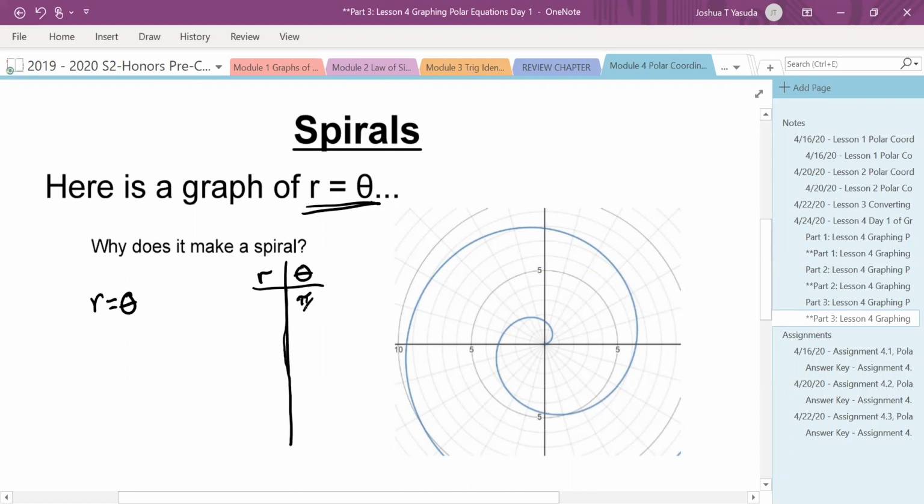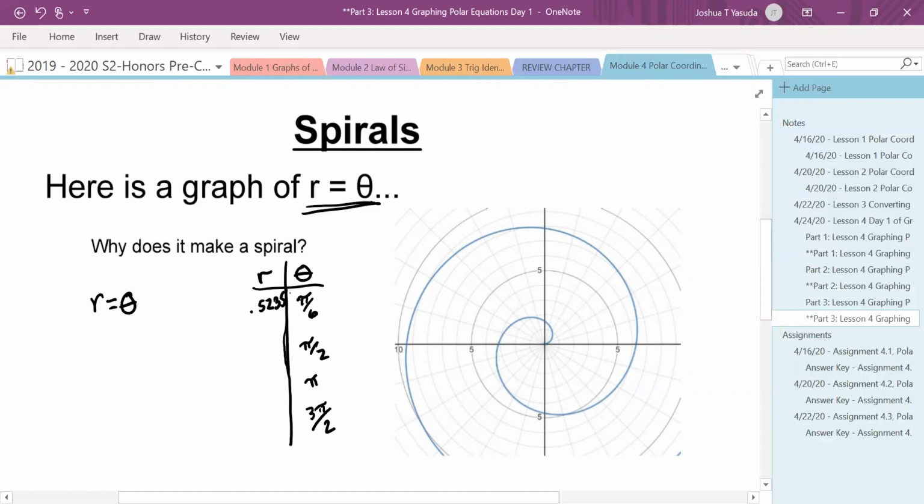So if we say pi over 6, I'll go pi over 2. I'm just picking some random values. Then pi and maybe 3 pi over 2. I'm just going to use some of those. So if I say pi over 6 in radians, and I physically do pi divided by 6 in my calculator, the decimal that I get is 0.5235, something like that.